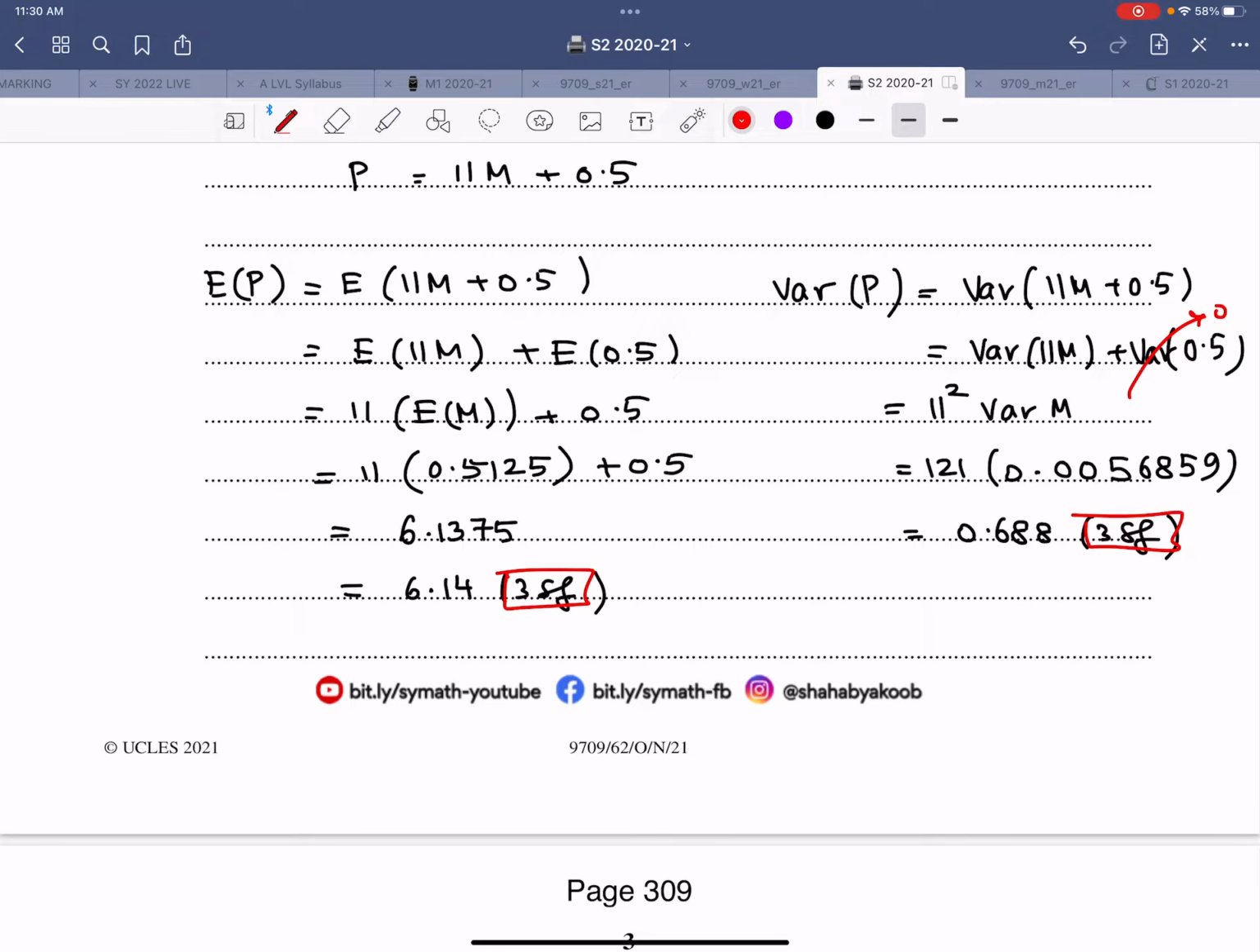And make a habit of writing this also so that the examiner is aware exactly what you are doing. Do not assume anything. Do not assume that the examiner knows it all and things like that.